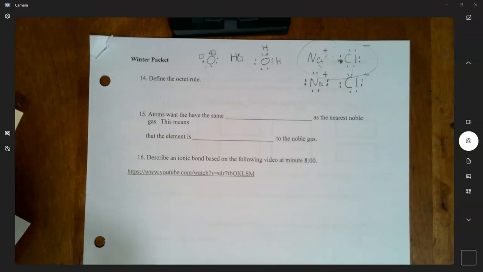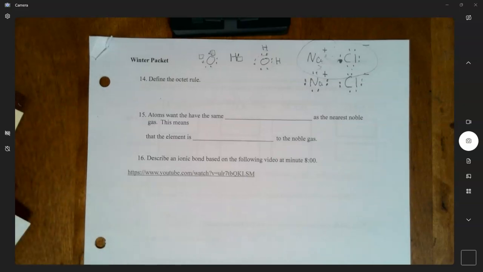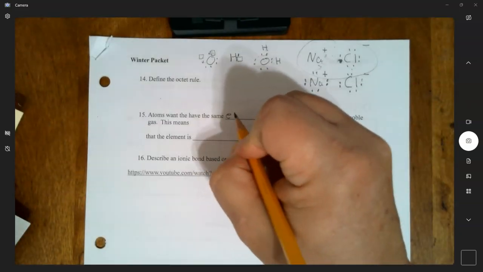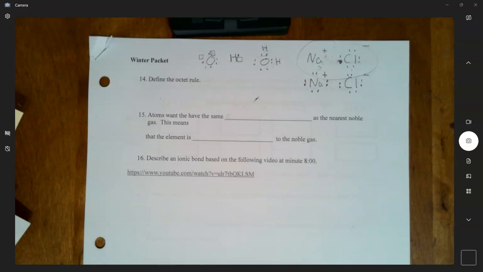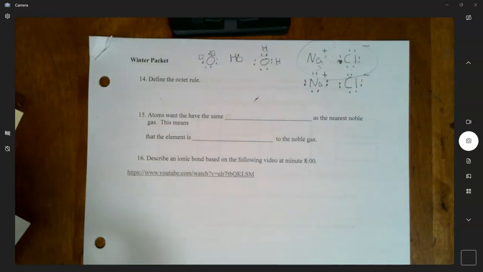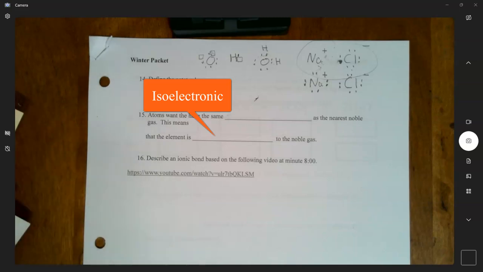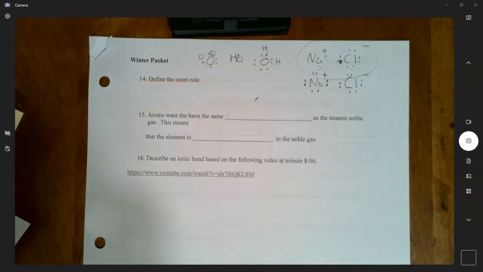Number 15, atoms want to have the same blank as the nearest noble gas. This means that the element is blank to the noble gas. The word is 2 words here, electron configuration. So I'm just going to say it, you write it. So atoms want to have the same electron configuration as the nearest noble gas. This means that the element is isoelectronic to the noble gas. So isoelectronic is isoelectronic. All right, so that would be the answer to number 15. So you write it, I'll say it, you write it.